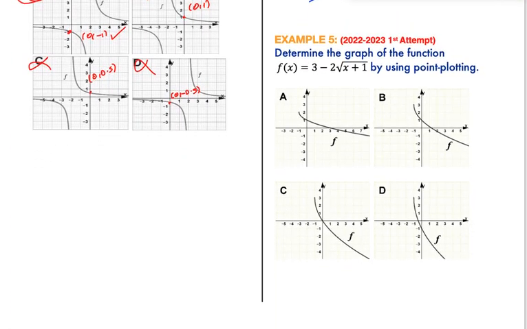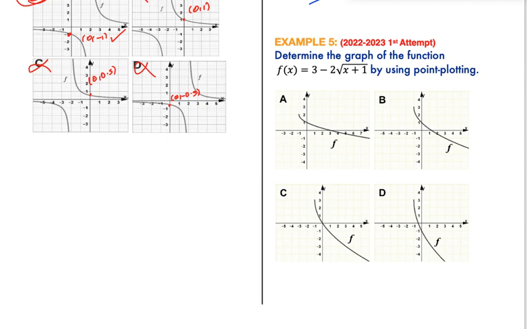Example 5, 2023 first attempt ministry question. Determine the graph of the function by using the point plotting method. We are given a function, the graph is asked. So here I can't use transformation rules. I have 2 in front. This is not a basic function transformation. So let's try the point plotting method. Let's try one value first and see if it works.